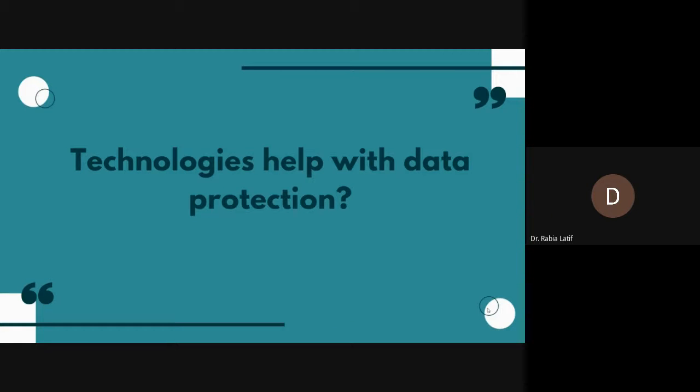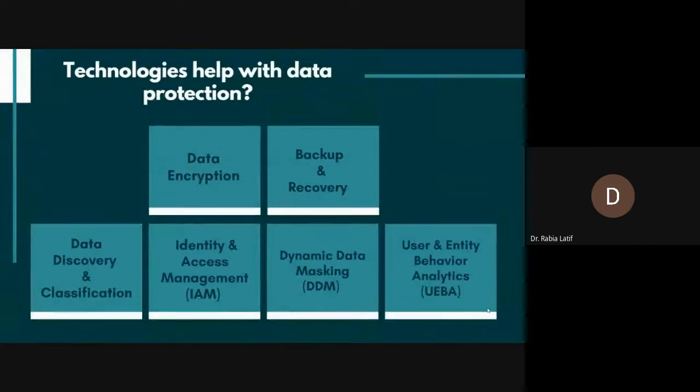So now we will discuss some technologies that help us with data protection. Data protection and safety is definitely one of the most important things you can do for your organization, especially if you regularly process personal data, if you are responsible for the data processing. These technologies include data encryption, backup and recovery, data discovery and classification, identity and access management, dynamic data masking, and user entity behavior analytics, which is called UEBA. Let's discuss them briefly one by one.